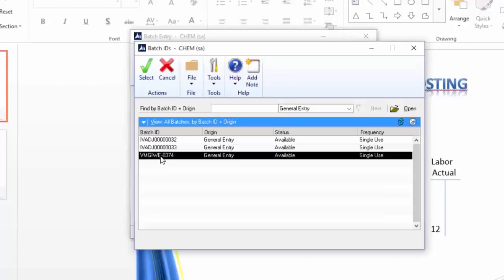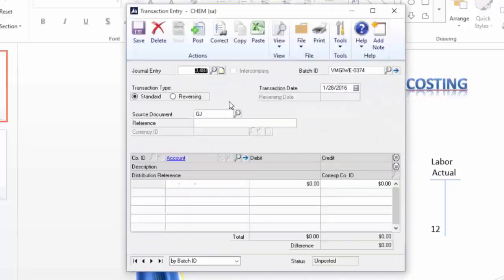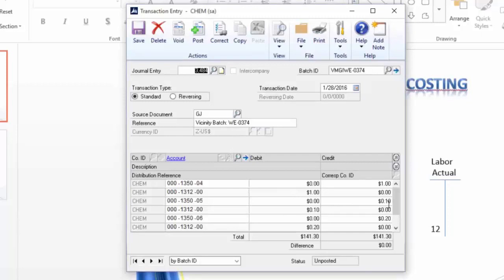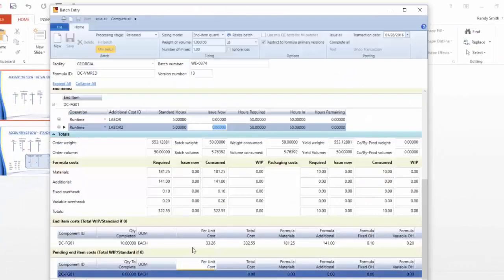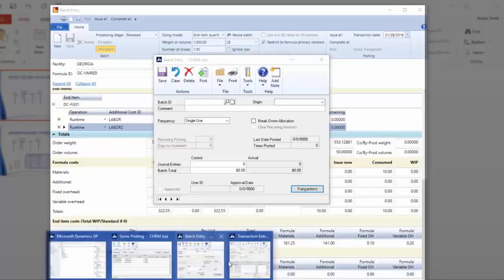Now this is being written directly to the general ledger. So the batch ID looks a little bit different because it's being written directly to the general ledger with its own batch ID. And so here what I'm showing is that 141.30 of cost that we are seeing over in my batch entry. My 141.10 plus 20 is 30. So 141.30 is what I'm seeing over in my general ledger related to my labor transactions.